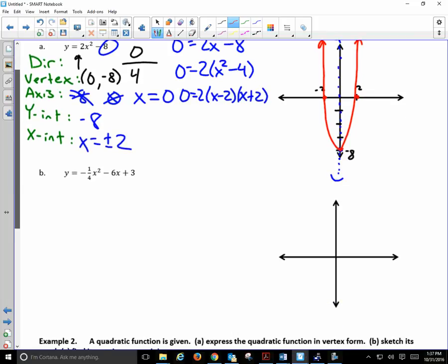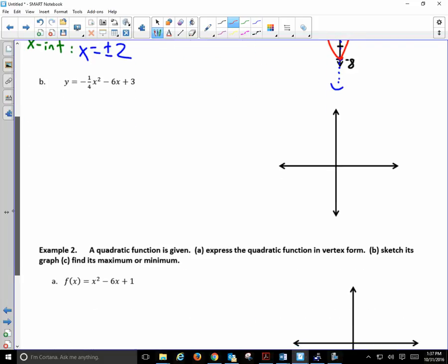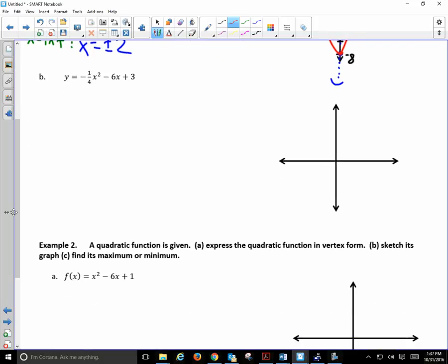Okay, any questions on that one? That was easy, right? You want to try a hard one? Let's try a harder one. Y equals negative 1/4 x squared minus 6x plus 3. We're going to talk about direction, vertex, axis of symmetry, y-intercept, x-intercept.